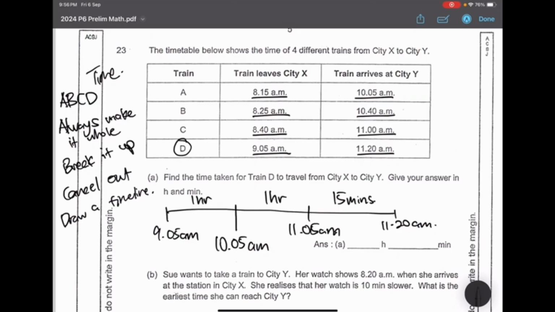So the time taken for train D to travel from city X to city Y is 1 hour plus 1 hour plus 15 minutes. That would give me 2 hours and 15 minutes. And that is your answer for A.